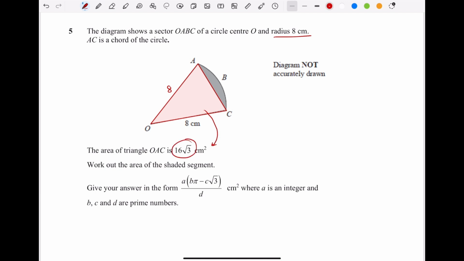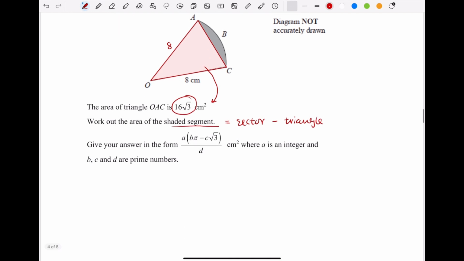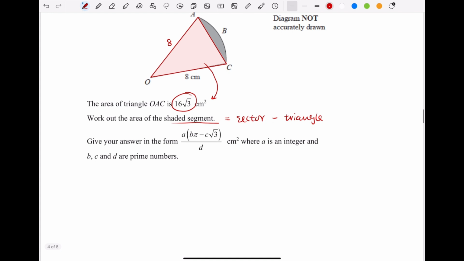We wanted to work out the area of the shaded segment. So the area of the shaded segment is going to be the area of a sector subtract the area of the triangle. Now we want to give answers in this form, where A is an integer and B, C, D are prime numbers. Let's start from the area of the triangle.